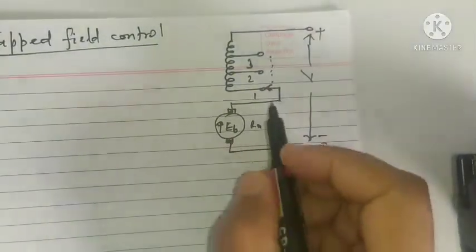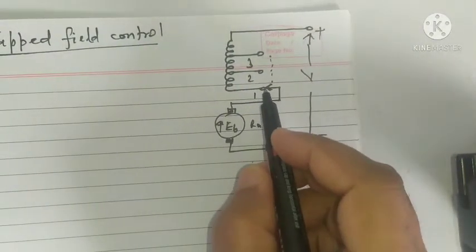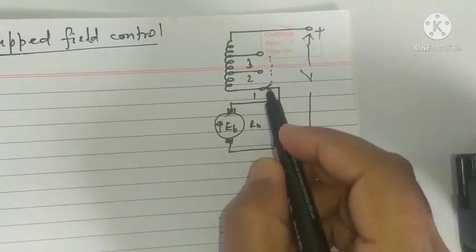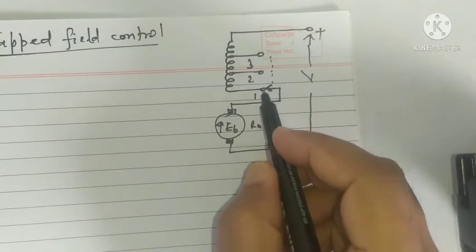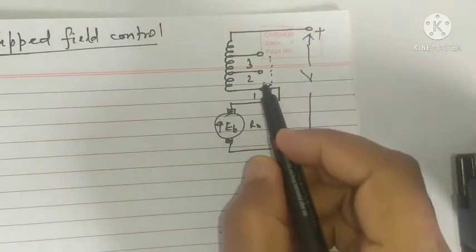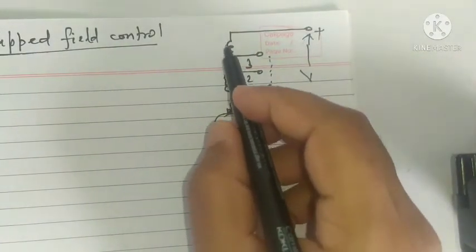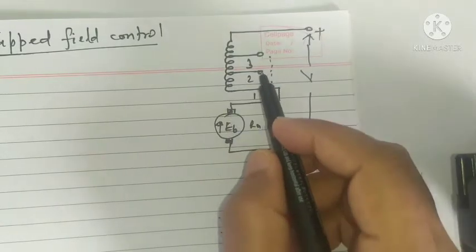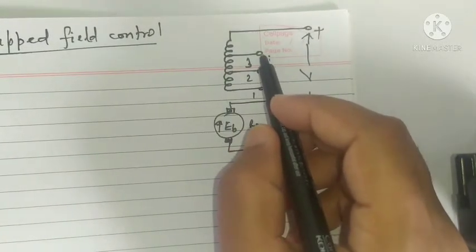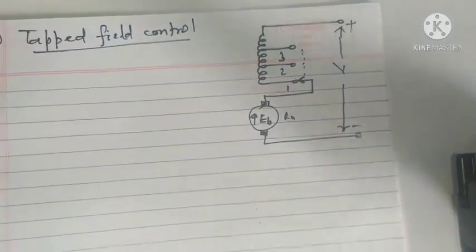So here, by changing the position of the armature connection at different tapping, that is 1, 2, 3, the number of turns will change. If it is at position 1, then the total winding, that is maximum turns, is utilized. If it is shifted to 2, then turns will reduce, and at 3 turns will be this much only. So turns are changing.